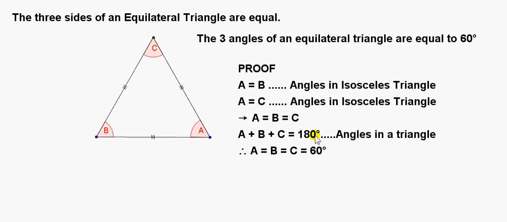But of course, the three angles in a triangle sum to 180 degrees. So if these three angles are the same, it's like saying 3 times A is 180, or 3 times B is 180, or 3 times C is 180. So if we divide across by 3, we see that each of the angles must be 60 degrees.